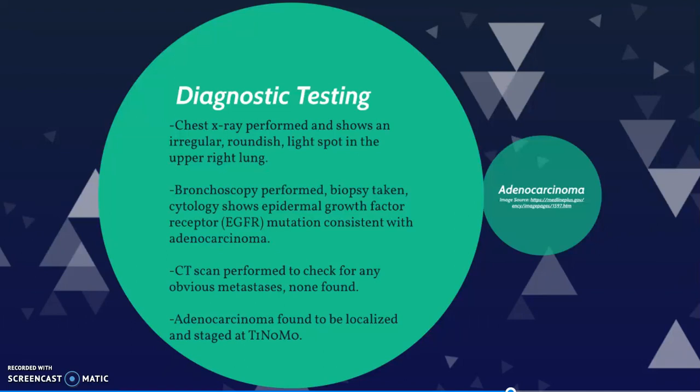A CT was then done just to check for any obvious metastases, and none were found. And the diagnosis was adenocarcinoma, which was found to be localized and staged at T1N0M0.